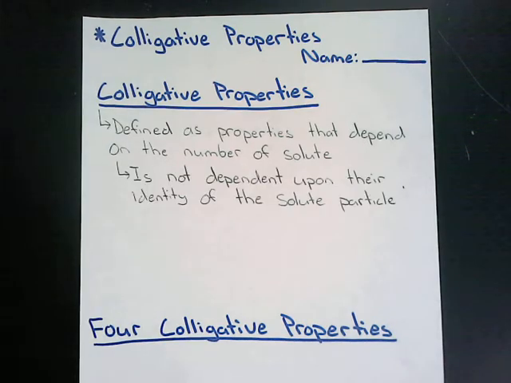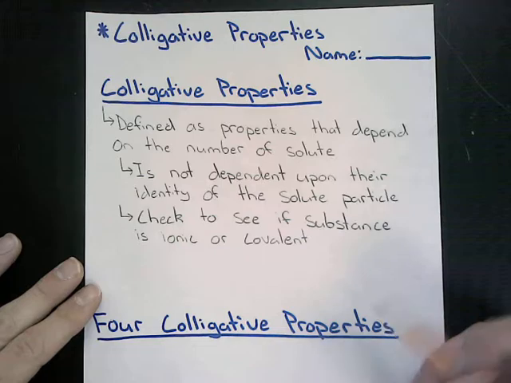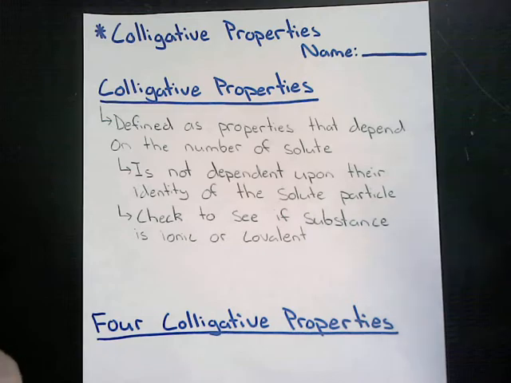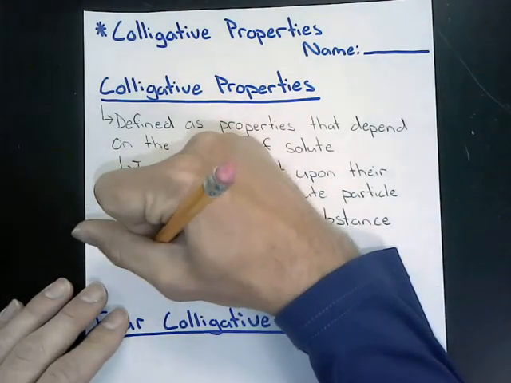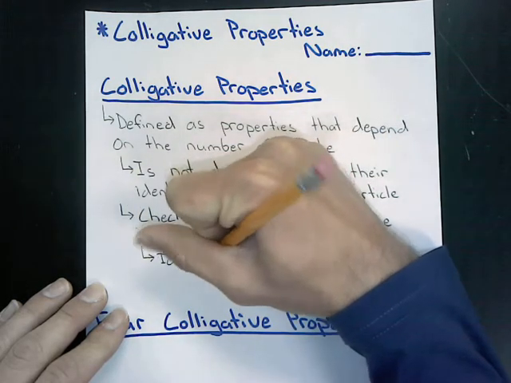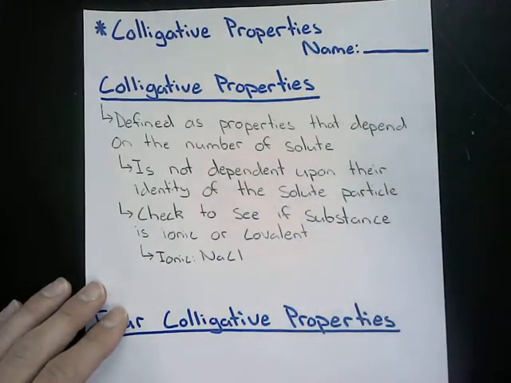Now, another important thing to remember with colligative properties is that we have to worry about if a solute is an ionic substance or a covalent substance. You may be wondering, why do I need to check if a substance is ionic or covalent? You said the identity doesn't matter. Well, if we have an ionic substance, we'll go with an example here, sodium chloride, NaCl. We dissolve NaCl and we make a solution of salt water.